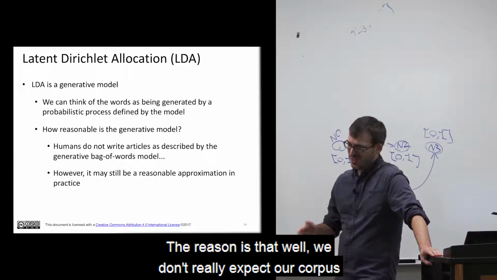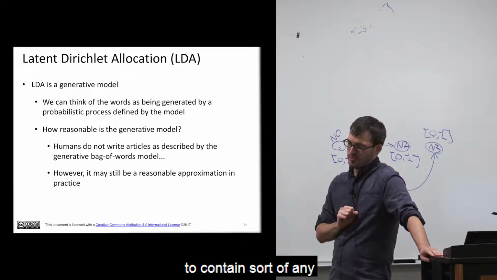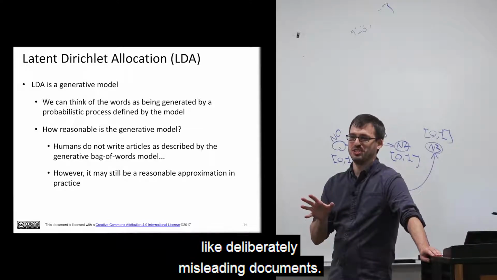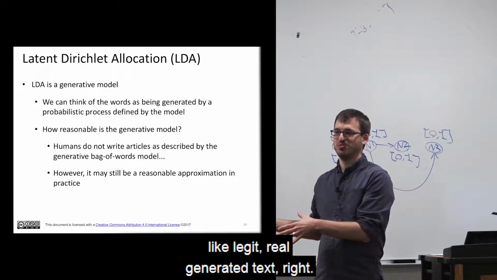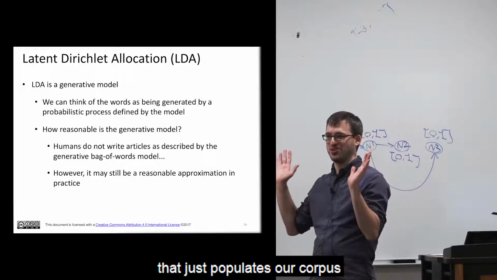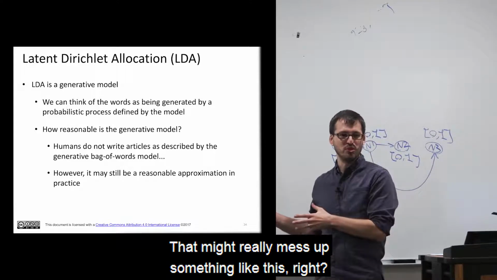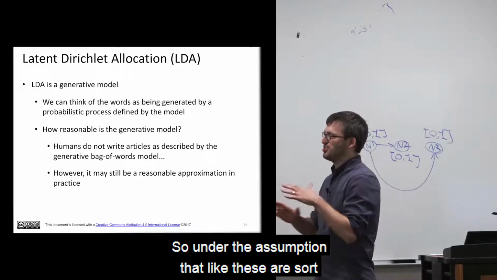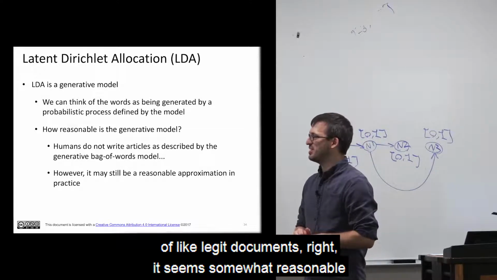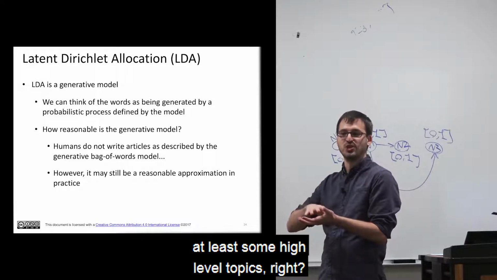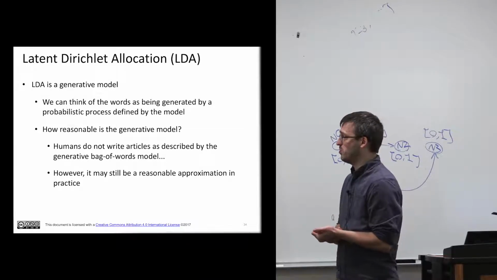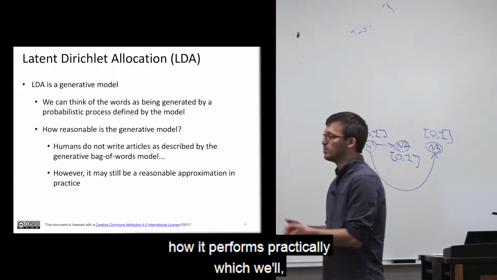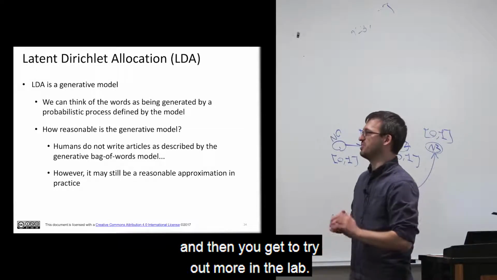The reason is that we don't really expect our corpus to contain deliberately misleading documents. By that I mean that the corpus is likely to be legit, real generated text. We're not assuming that there's some adversary that just populates our corpus with random gibberish. That might really mess up something like this. So under the assumption that these are legit documents, it seems reasonable to think that this model can extract at least some high-level topics. How good it is really depends on how it performs practically, which I'll give just some brief flavors for, and then you'll get to try out more in the lab.